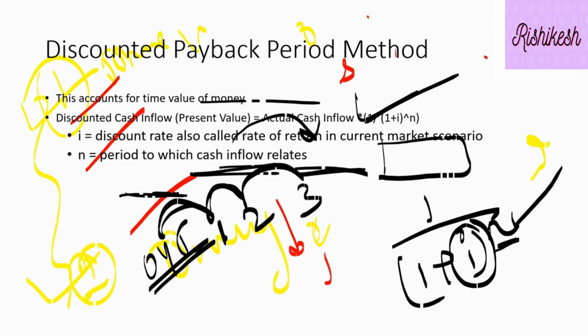That is the interest that I'm actually losing out over here. So this is how you can understand I. I is called the discount rate or the rate of return. So we will use this method. We will see it with the help of an example so that you will well understand how this discounted payback period method works in case of capital budgeting.